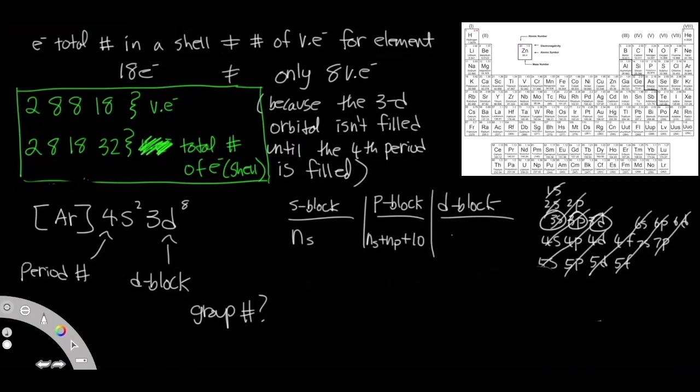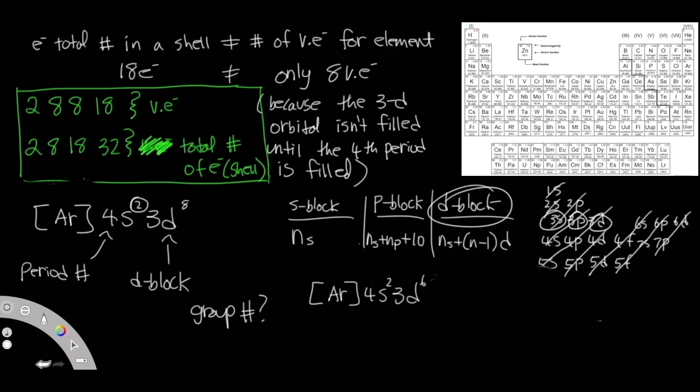And then at the very end, another one: ns plus (n minus 1) times d. This n here represents the ns. So find ns, then put it within the brackets here. Then make sure it's multiplied by the total number of electrons in the d. The iron is actually Ar 4s2 3d6.